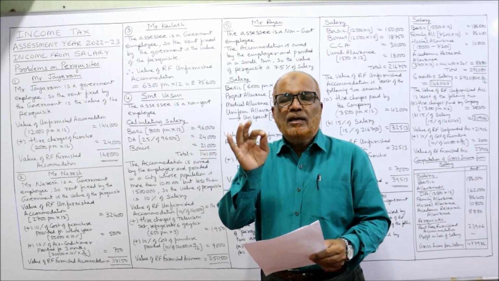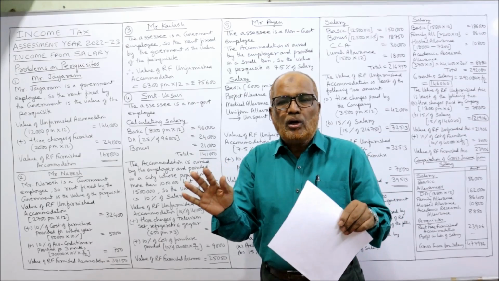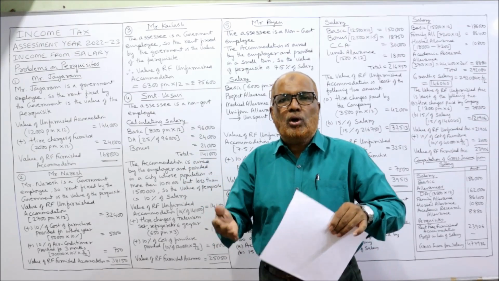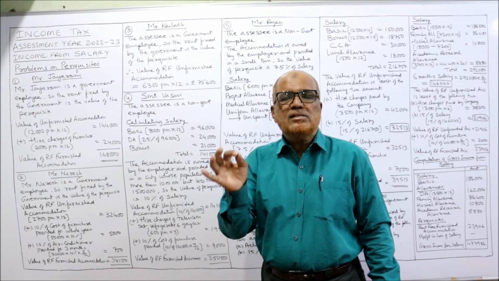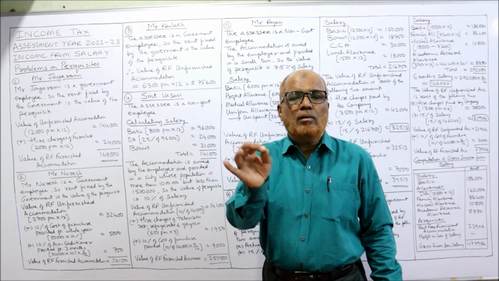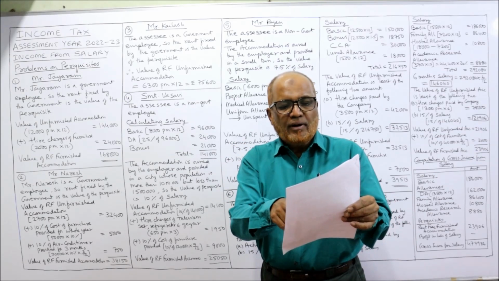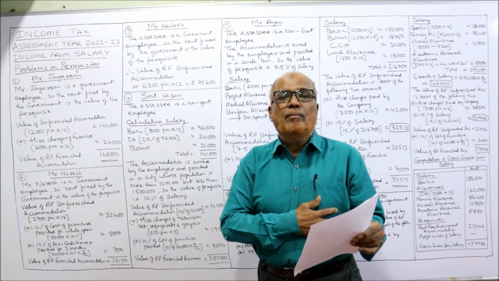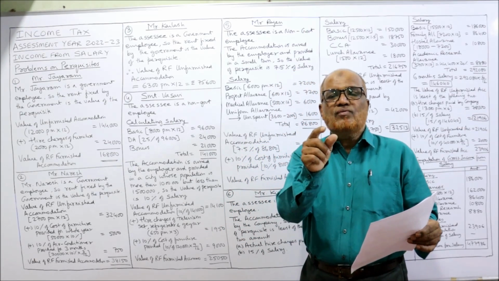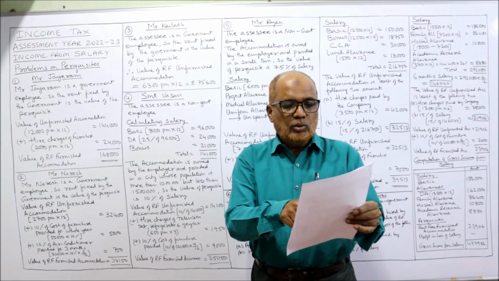Remember, if the assessee is a government employee, we should not see whether the accommodation is owned or hired by the employer. Simply, for government employees, rent fixed by the government is the value of the perquisite. So here the license fee, it is given in the problem, while the license fee fixed by the government. This license fee fixed by the government is the rent fixed by the government, 2,700.